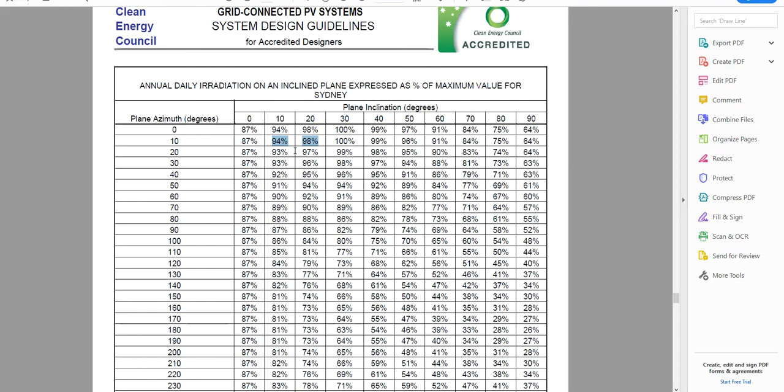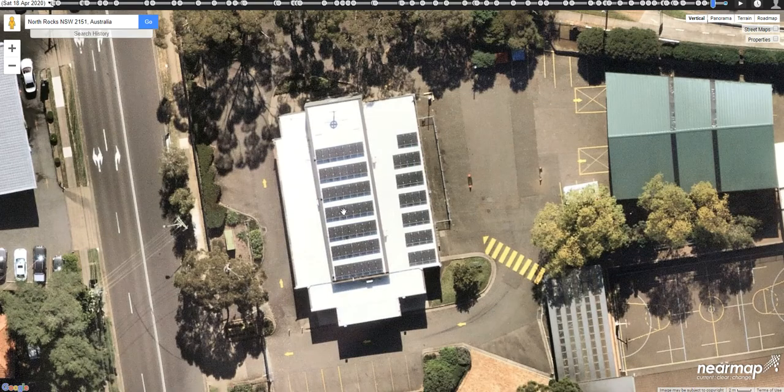I'll talk about yield separately. And yield is typically what we're talking about is how many kilowatt hours per kilowatt of system per year. But we could say that the system we're looking at here is going to be operating at about 96% of optimal. And that's assuming that these trees don't shade it.